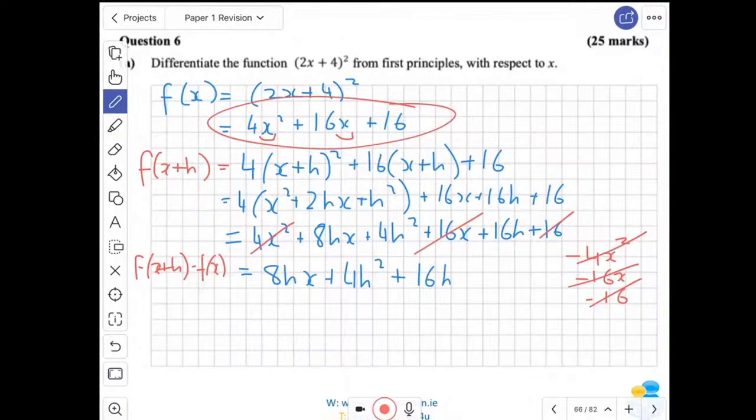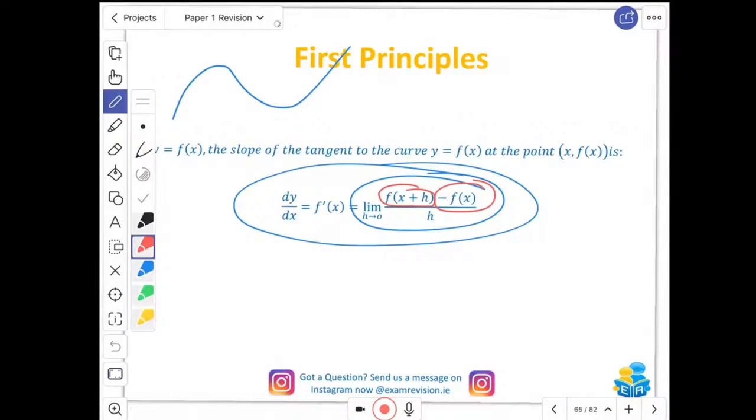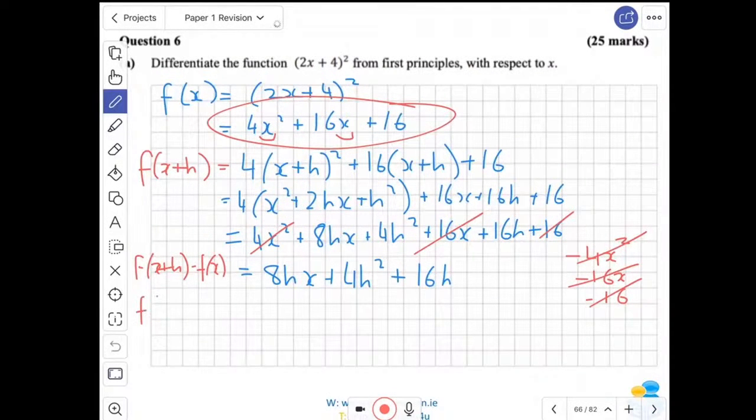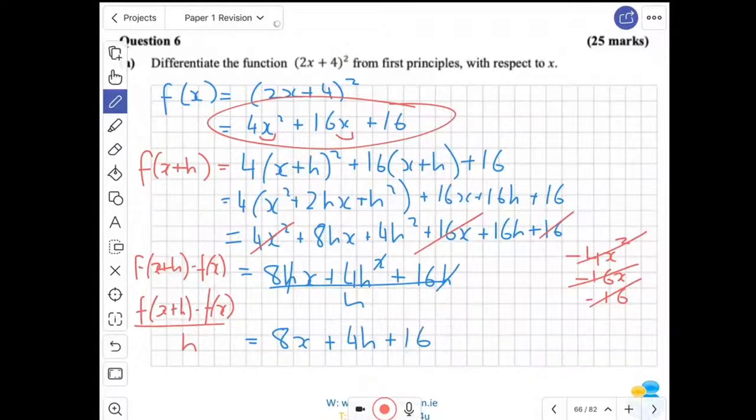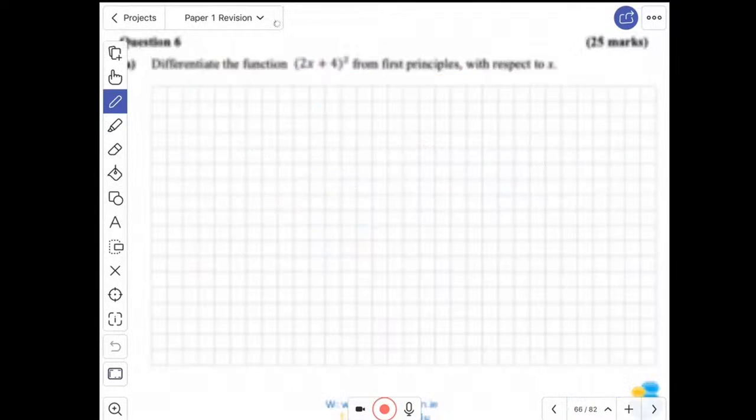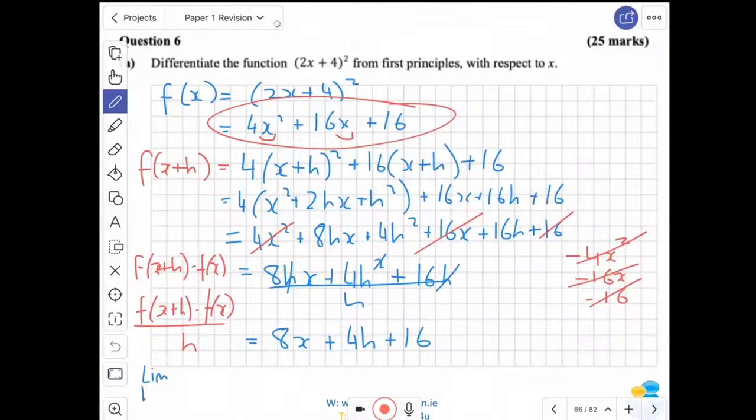Okay, now I'm going to go back again. The next step is I divide everything by h. So [f(x + h) − f(x)] all over h. I'm going to take each of those and divide them by h. So h is going to go in there once, once, once. I'm going to be left with 8x + 4h + 16. And then my final step, again, if I go back, we have the limit as h goes to 0. So we're going to send h to 0.